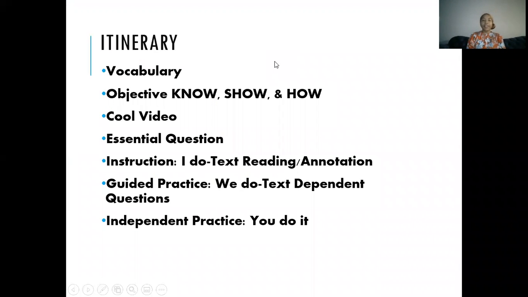Our itinerary for today's lesson will be vocabulary, our objective (know, show, and how), a cool video that you're going to have to pull up on your own, essential question, instruction (I do), which will consist of text reading and annotation, guided practice (we do), text-dependent questions, and independent practice (you do).